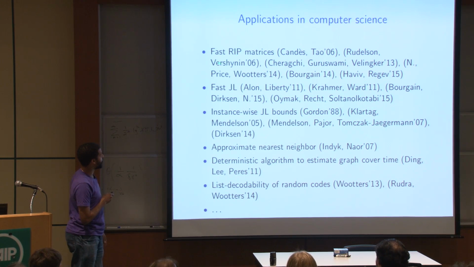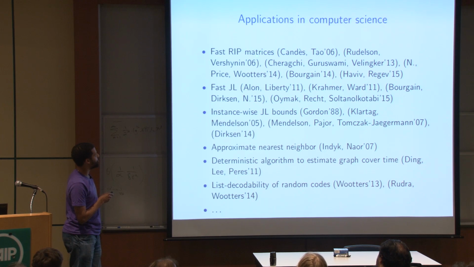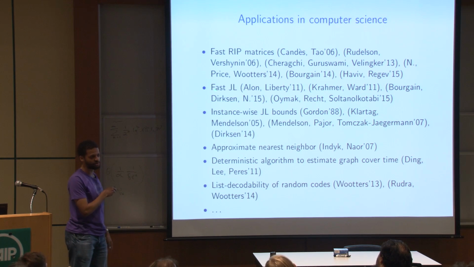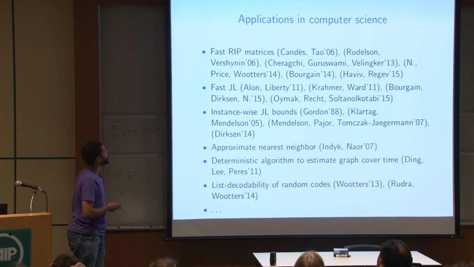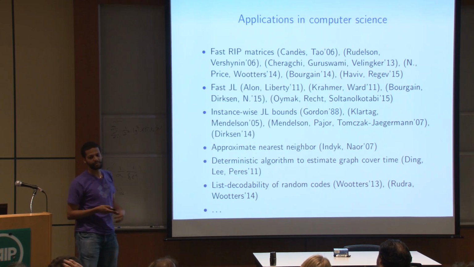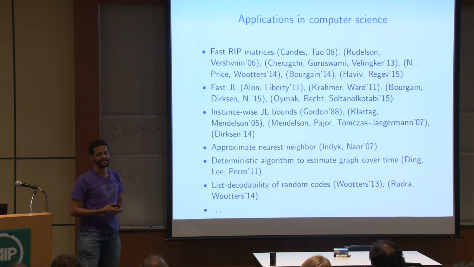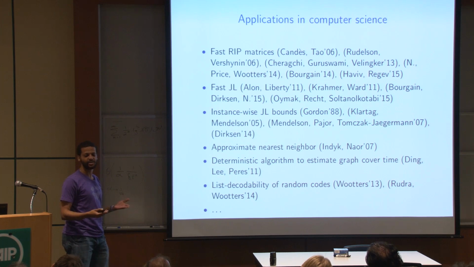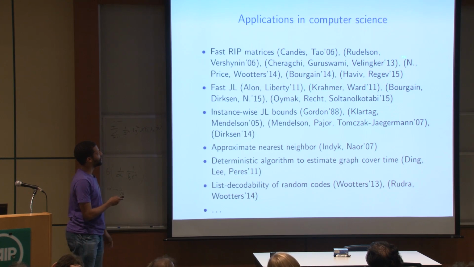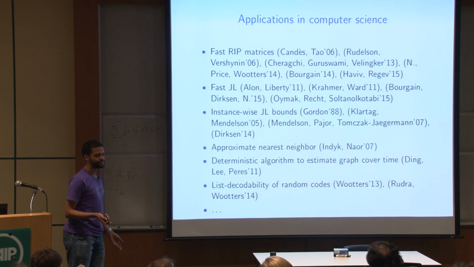But if you want matrices that have the restricted isometry property for compressed sensing with fast matrix vector multiplication, one way to do it is to sample rows from the Fourier matrix, and the analysis that tells you that that thing satisfies RIP, basically all these papers use chaining.